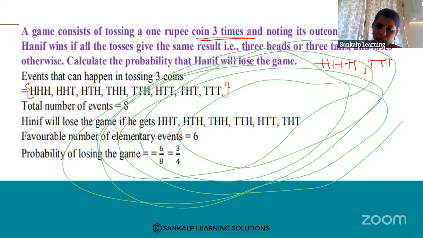That means this is the total number of outcomes, that is n of S. Hanif will win the game when he gets head, head, head, and tail, tail, tail. In that time he will win the game. Otherwise he will lose the game. So Hanif will lose the game if he gets head, head, tail, head, tail, head, tail, head, head, tail, tail, head, head, tail, tail, tail, head, tail.